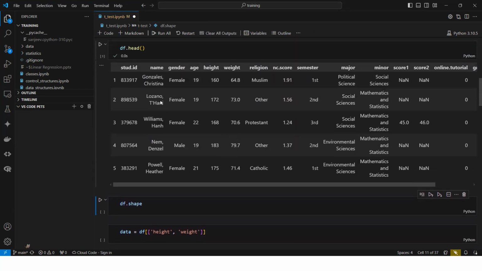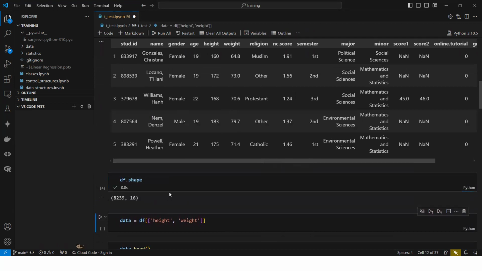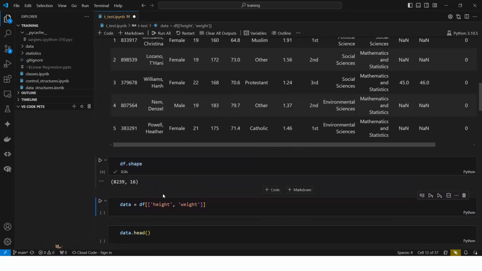We have a lot of records and a lot of columns. The shape is 8,239 records with 16 columns. But we will not deal with the whole data set. For now, our focus is only on considering two variables, height and weight. For a given height, I want to check if I can predict the weight or not.